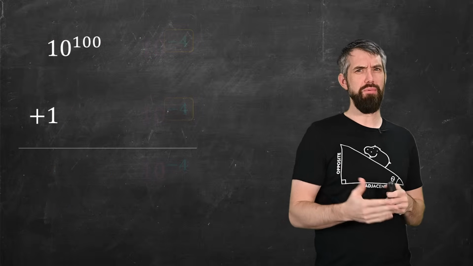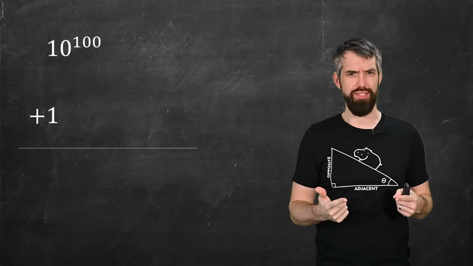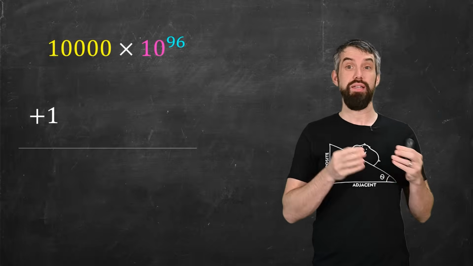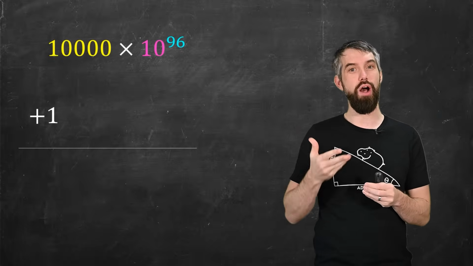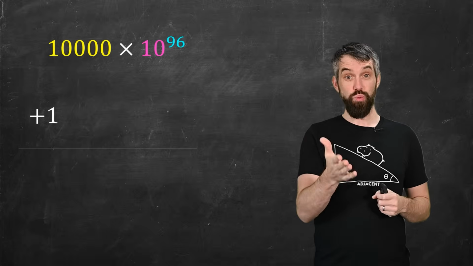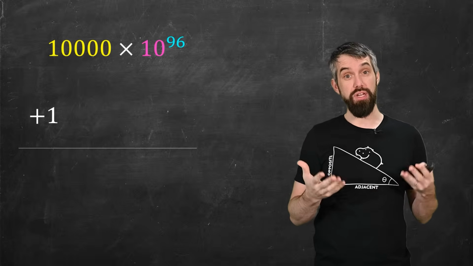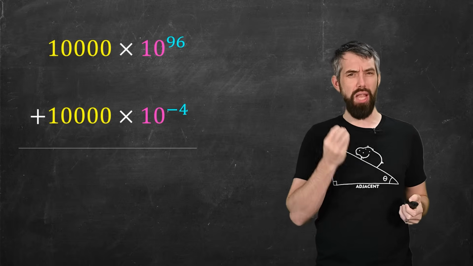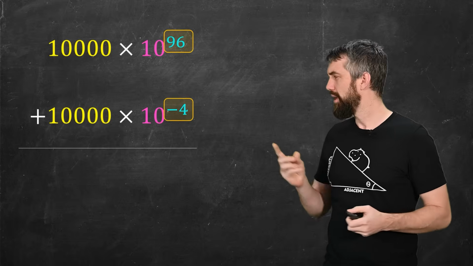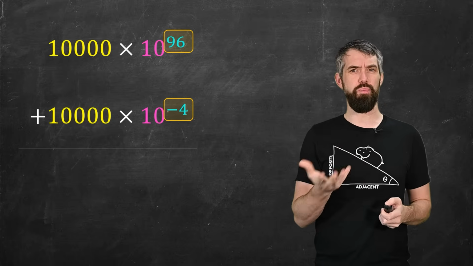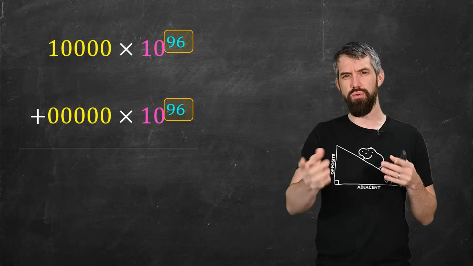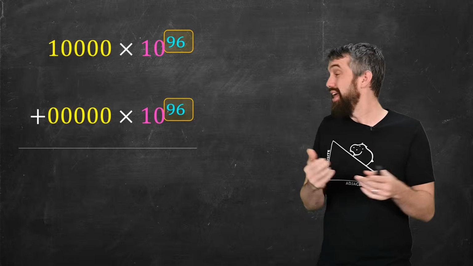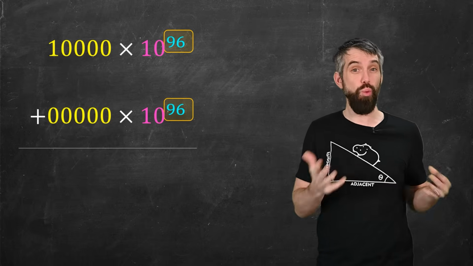Okay, but then what was going on with that 10 to the 100 plus 1 nonsense? 10 to the 100 can be written in our way as 10,000 times 10 to the 96. I had to knock off a few because I went up to 10,000. The plus 1 can be written again as 10,000, but now times 10 to the -4. And what I would like to do is take those exponents and align them. But here's the problem. If I do that, the 1 is going to disappear. It just becomes 00000 times 10 to the 96. There's not enough digits in the significand, given the power of the exponent, to put the 1 anywhere.